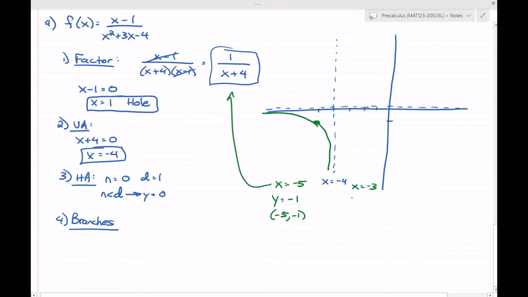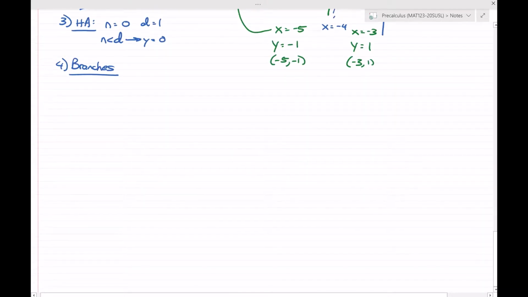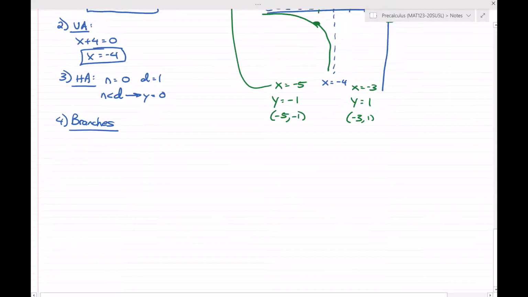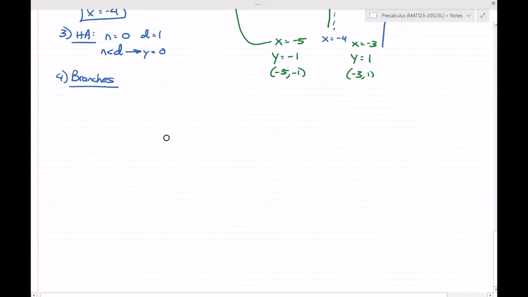And if you use negative 3, you get y is equal to 1 over 1. So negative 3, 1's on the graph. Approach the asymptotes. That's what the graph looks like. Okay, so we have 3 more. What about this one?